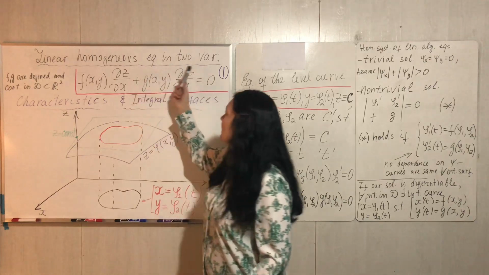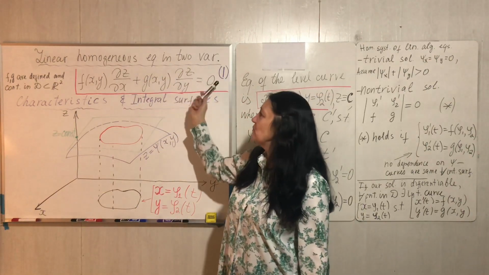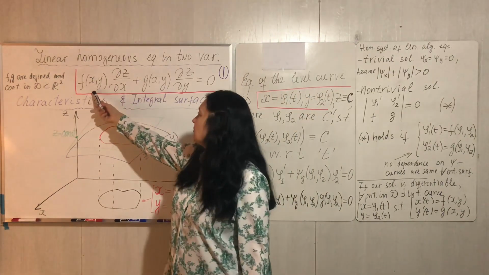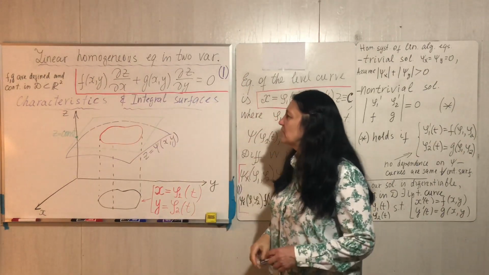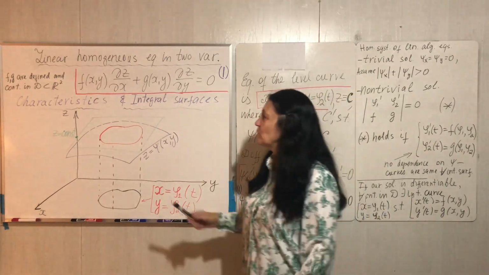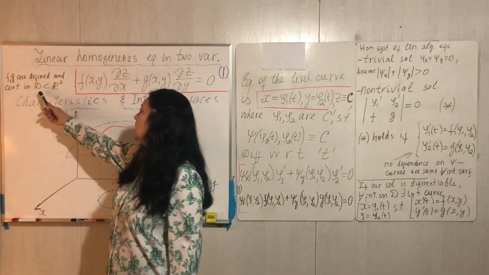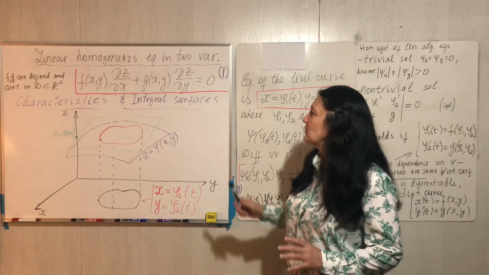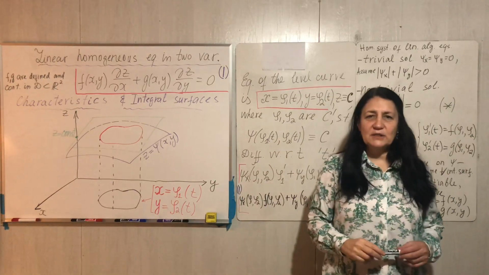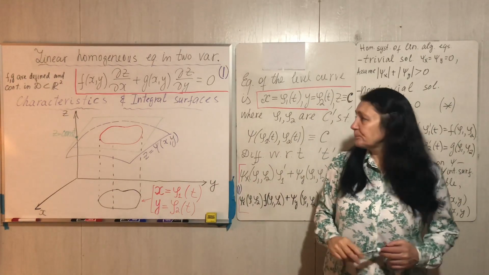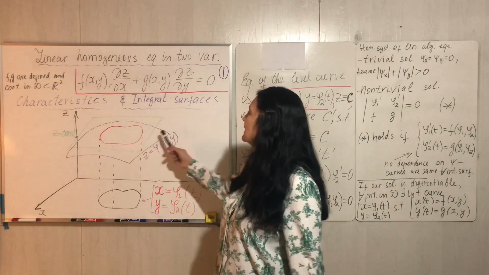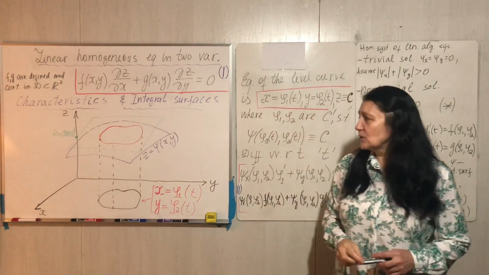We started talking about linear homogeneous equations in two variables, so equations of this type, where f and g are functions defined in some domain D and also continuous in this domain. And today we will continue talking about this equation, and we will talk more about characteristics and integral surfaces.